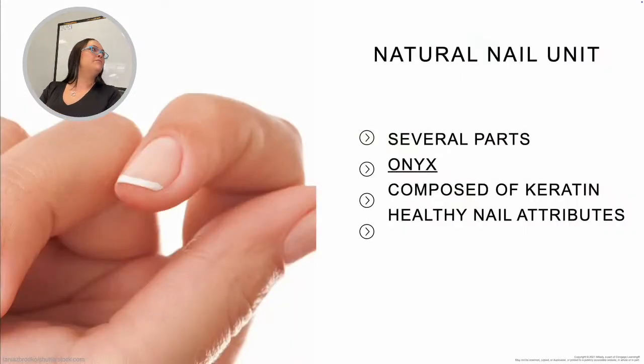So, number one, what is the natural nail unit, y'all? Where does it start and where does it end? When we talk about the natural nail unit, what are we talking about? Which part of the finger? From where to where?